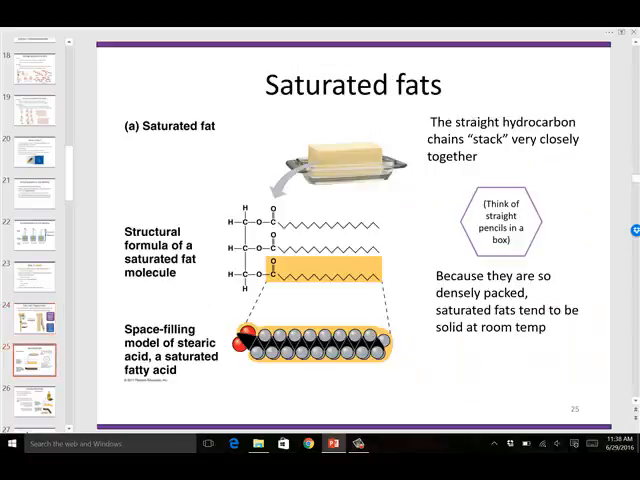Okay, let's get a little bit deeper into those saturated fats here. Saturated fats include things like butter, right? Like coconut oil. A good chunk of the fats in coconut oil are saturated.